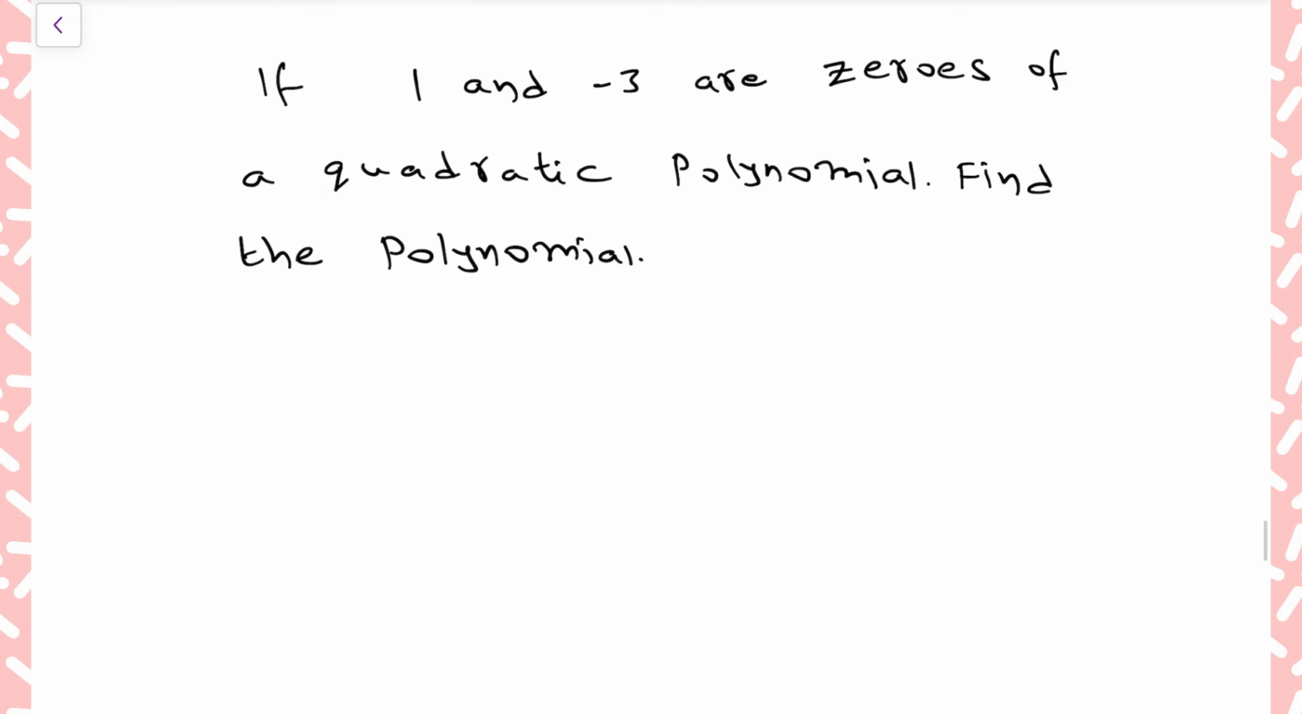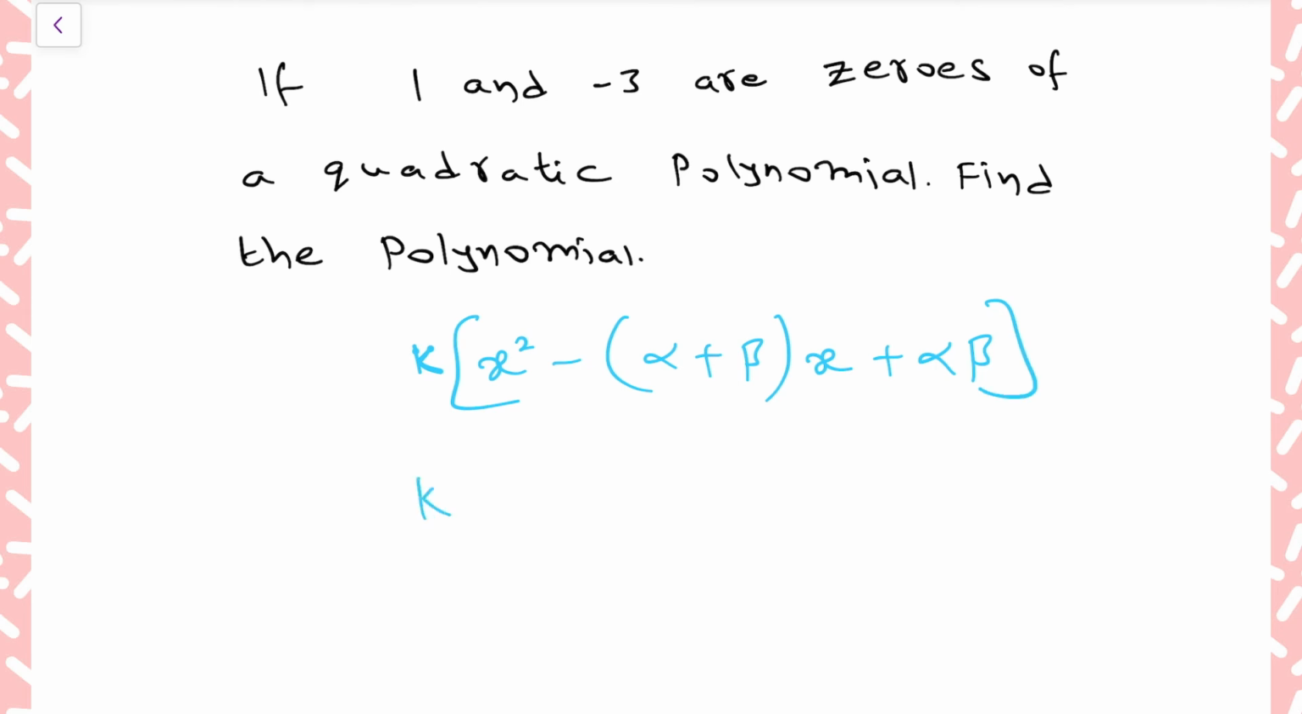Next, if 1 and minus 3 are zeros of a quadratic polynomial, then find that polynomial. Whenever we have zeros, to find the quadratic polynomial we have a formula: k into x square minus alpha plus beta into x plus alpha beta. So k into x square as it is, minus alpha is given as 1, beta is given as minus 3, into x plus alpha is 1 into beta minus 3.